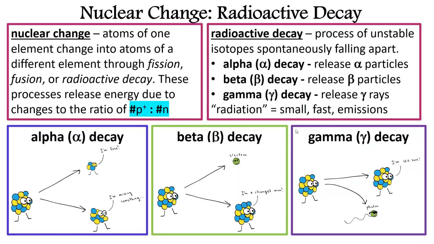The punchline, the big picture of what you want here, is there are different types of radioactive decay. Radioactive decay is the process of an unstable isotope spontaneously falling apart. When it falls apart, you get this radiation of these small things that are moving fast and going places. And oftentimes, in the process of that, if it's alpha decay or beta decay, your atom is going to go through nuclear change and turn into a different element.